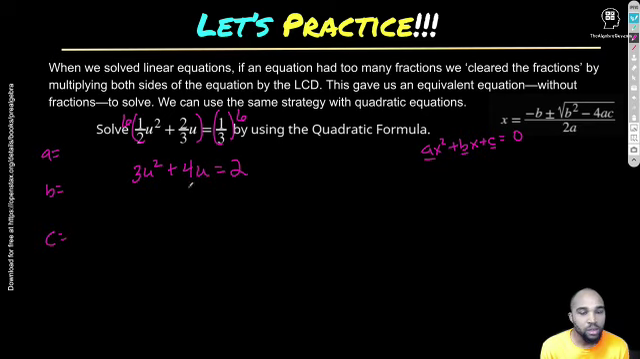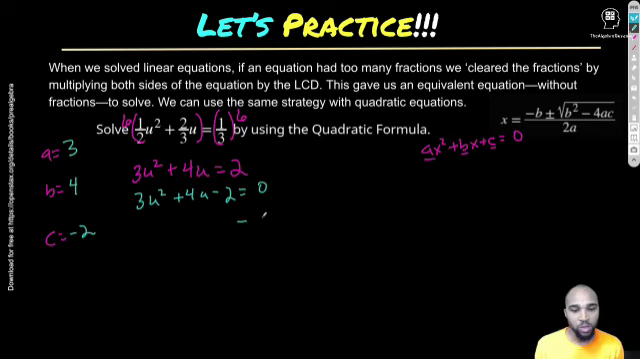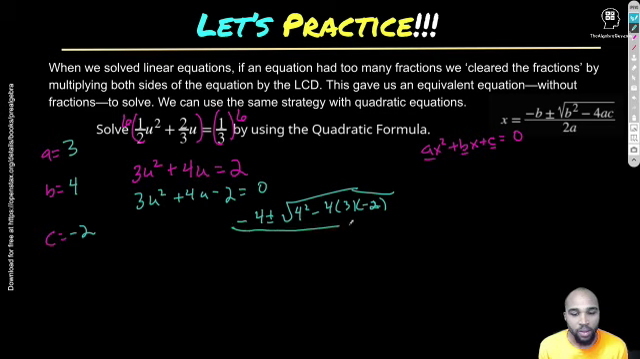So this is a little bit easier, and I'm going to put it in standard form so I can identify my a, b, and c by subtracting 2 on both sides. Now I know my a is 3, my b is 4, and my c is negative 2. I can proceed with my quadratic formula. Negative 4 plus or minus the square root of b squared minus 4 times a times c, negative 2, all divided by 2 times a, which is 6. I'm just going to say that's 6.